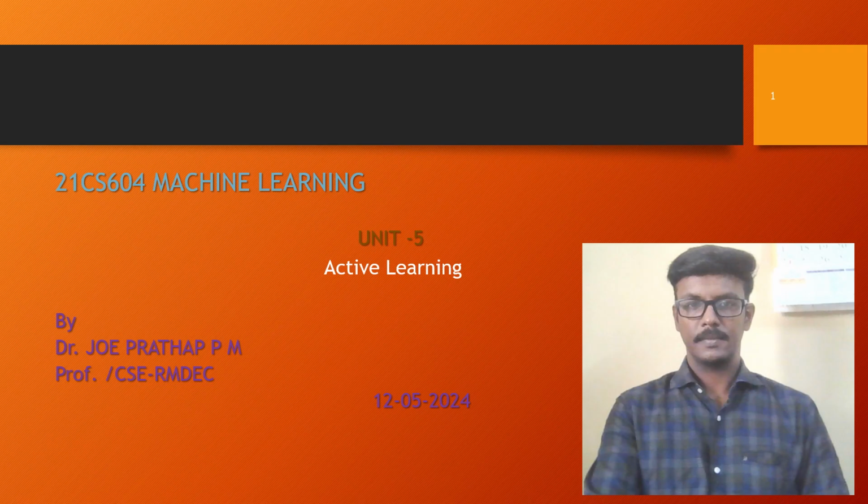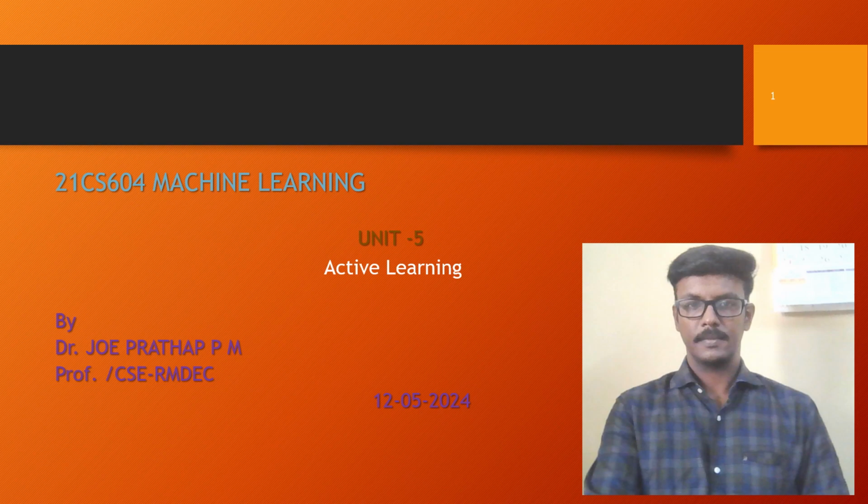Very good morning, students. Today we are going to discuss active learning in machine learning. It comes under Unit 5. Active learning is a special case of supervised machine learning. It is used to construct a high performance classifier while keeping the size of the training data set to a minimum value. We can keep it minimal by actively selecting only the valuable data points. That is the key concept behind active learning.